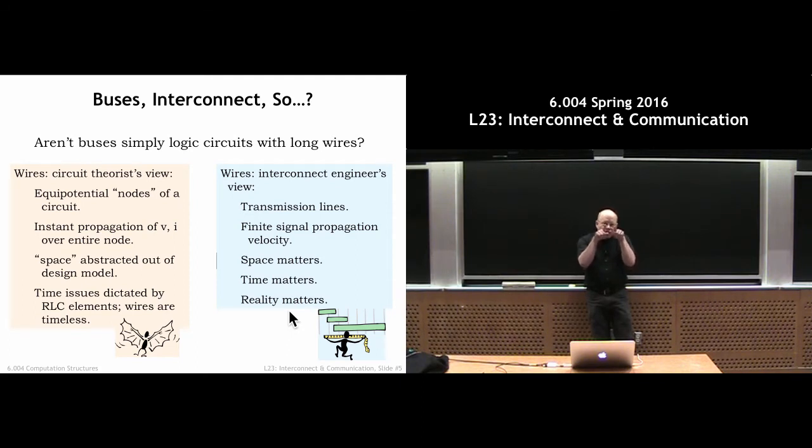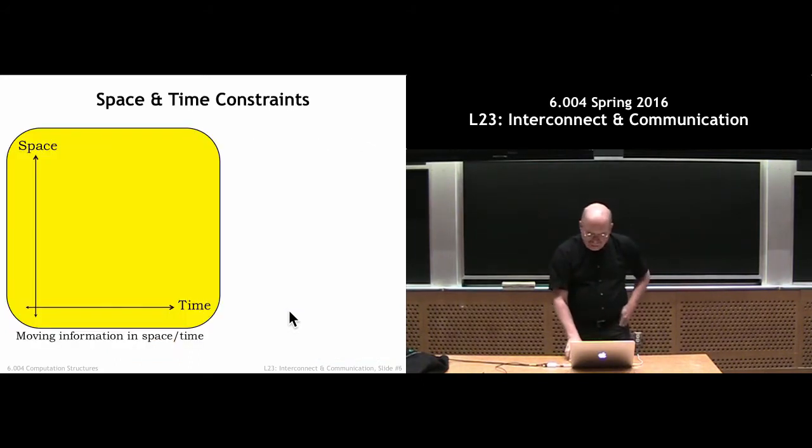At that distance, a handful of microns, you can still treat wires as wires. But as soon as wires get to be a millimeter long and certainly a centimeter long, then they turn out to be fairly complicated electrical devices where time and space matters. So here's the abstraction that we like to deal with.